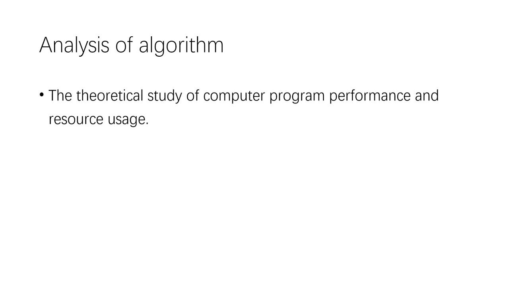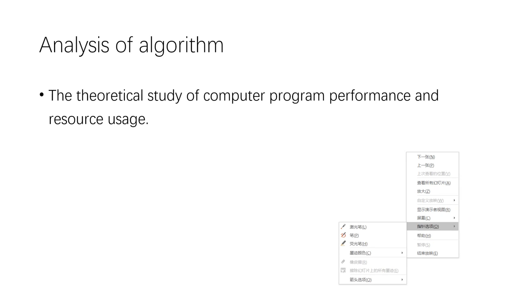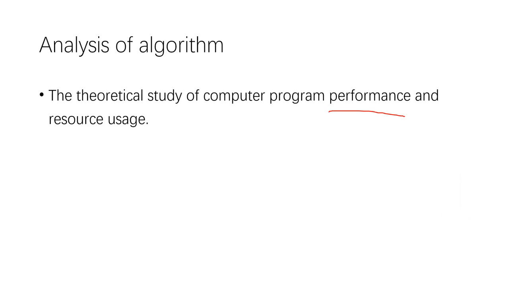And then we'll begin to talk about how to analyze the algorithm. How to analyze the algorithm? So the analysis of algorithms is the theoretical study of computer program performance and resource usage. So we care about the performance, mainly in programming. What are the details we care about in the performance?